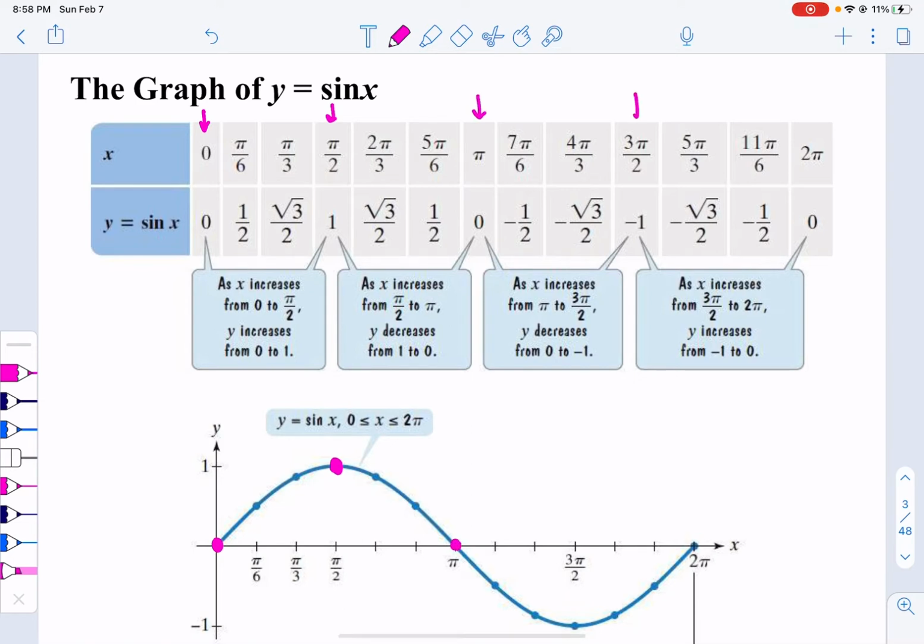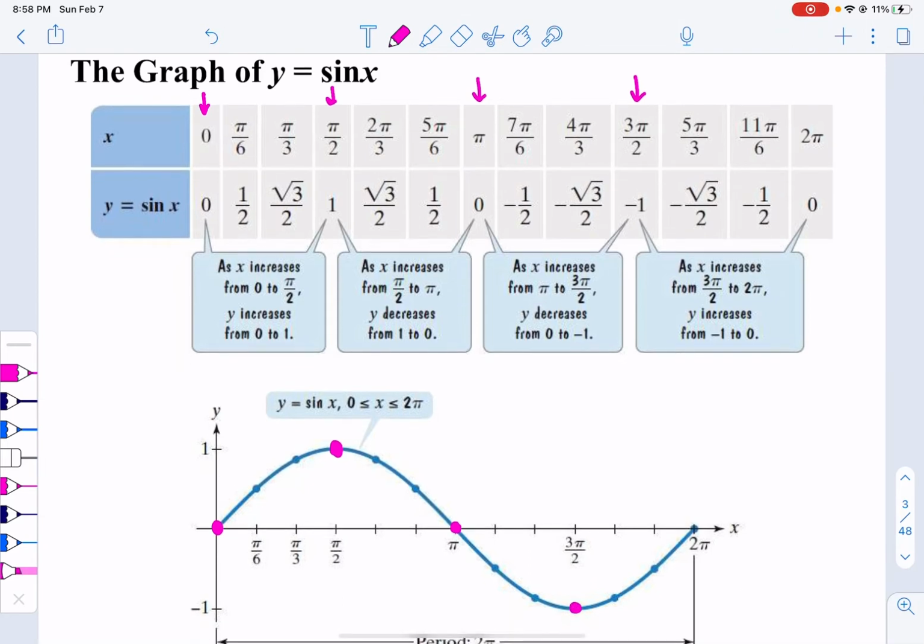It's going to get to 3 pi over 2, which is going to be our least value, the lowest point that we're going to hit on that graph. And then it's going to get all the way around back to 2 pi, or back to 0 again. So there are 5 main points that we're going to look at, but it breaks the graph into 4 sections.